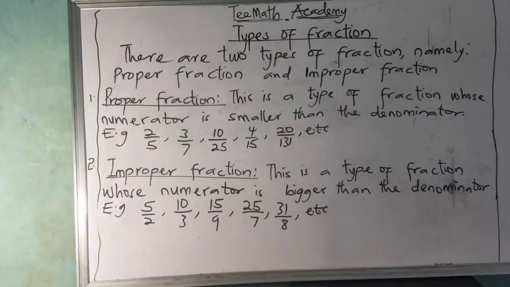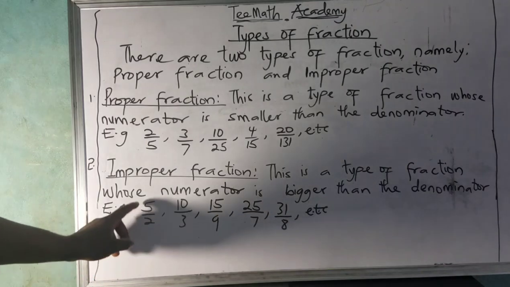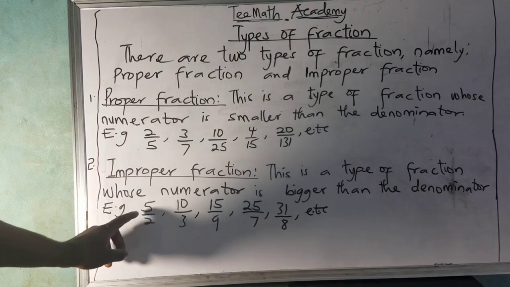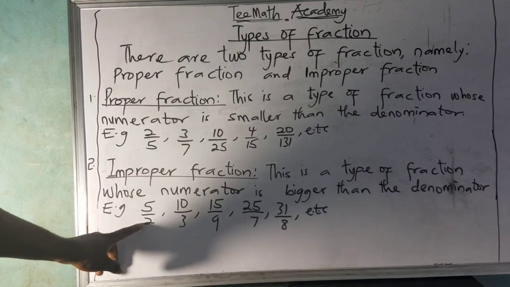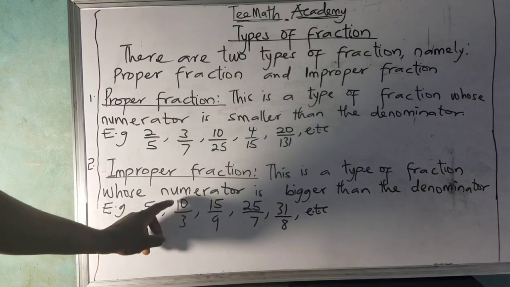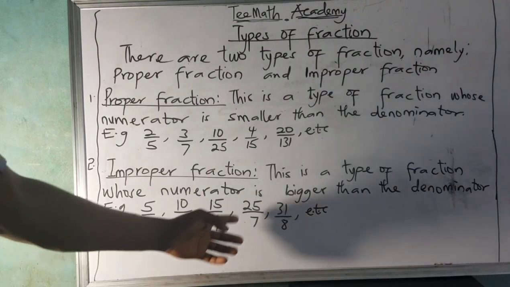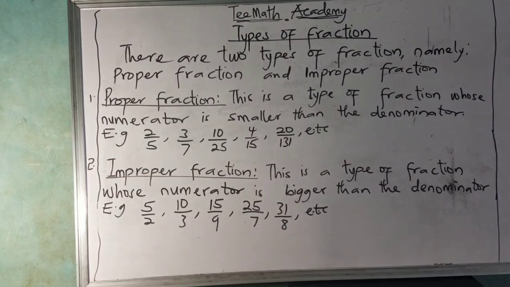So how do we define this? We say this is a type of fraction whose numerator is bigger than the denominator. Example, 5 over 2. This 5 here is the numerator and is bigger than the denominator. That is why it is not proper. Therefore, it is improper. Other examples, we have 15 over 9, 25 over 7, 31 over 8, and so on and so forth.